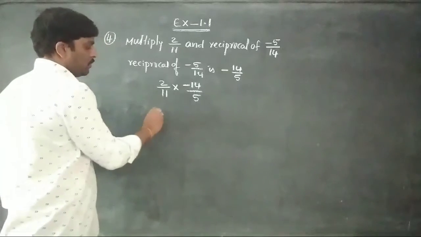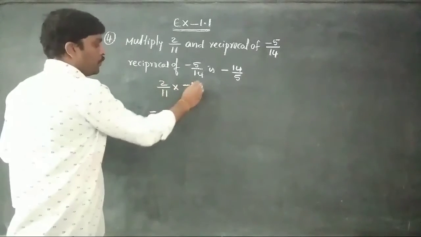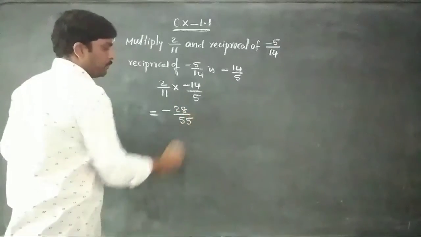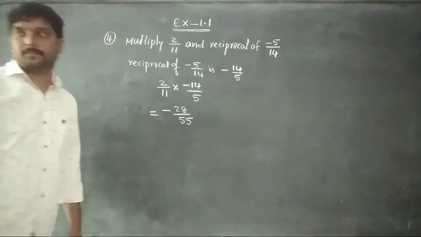Their product is minus 2 into 14, which is 28, and 11 into 5 is 55. This is the fourth one's answer.